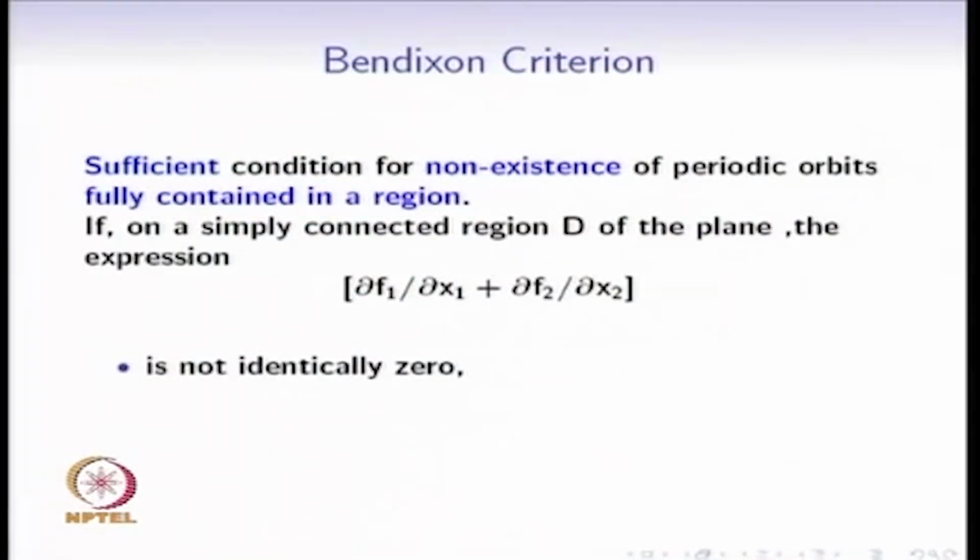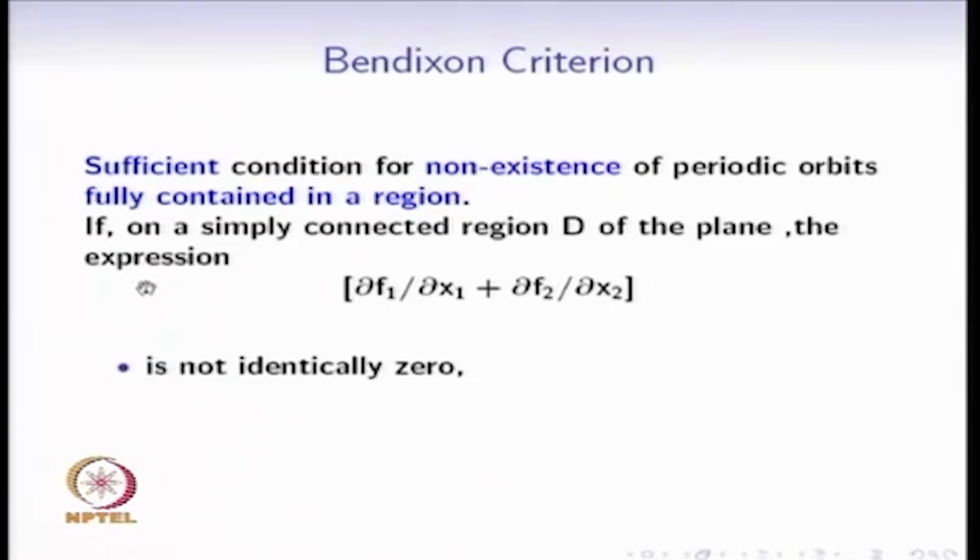So what does this criterion say? It is a sufficient condition. Please note which conditions are necessary and which are sufficient. The Bendixson criterion is a sufficient condition for non-existence of periodic orbits that are fully contained inside a region.